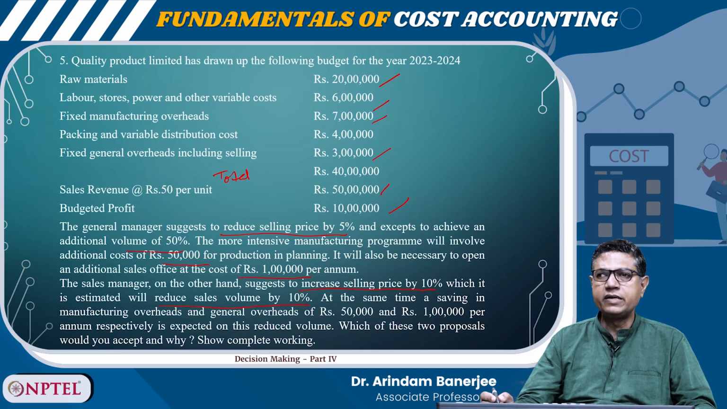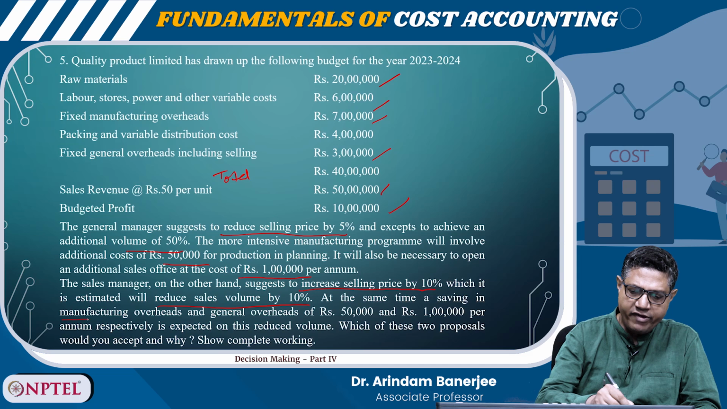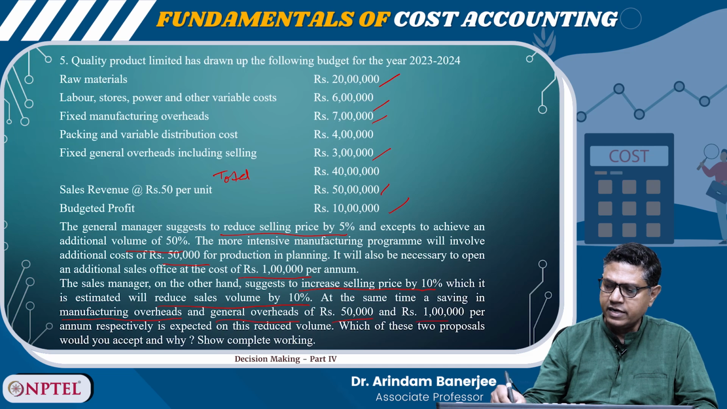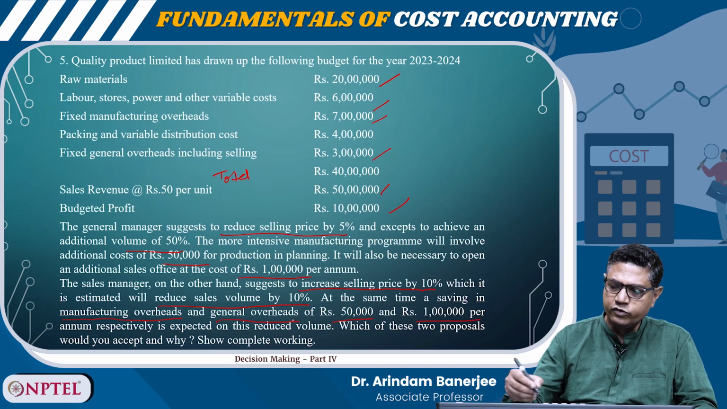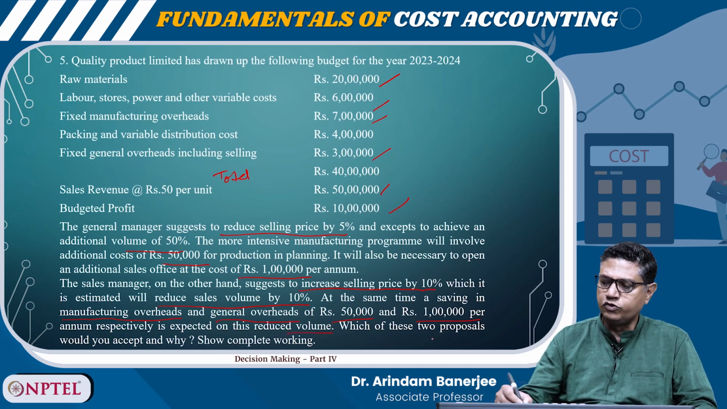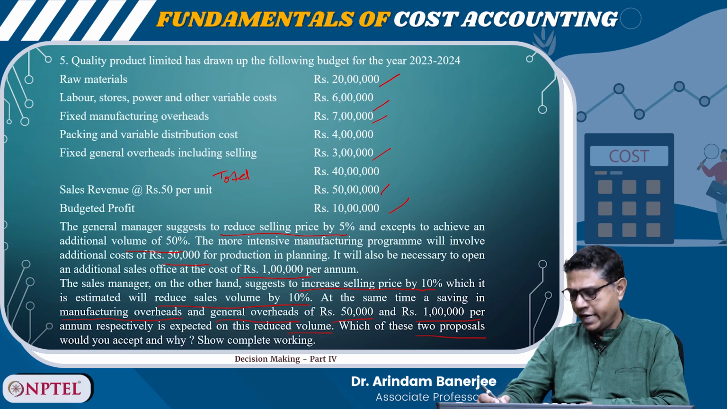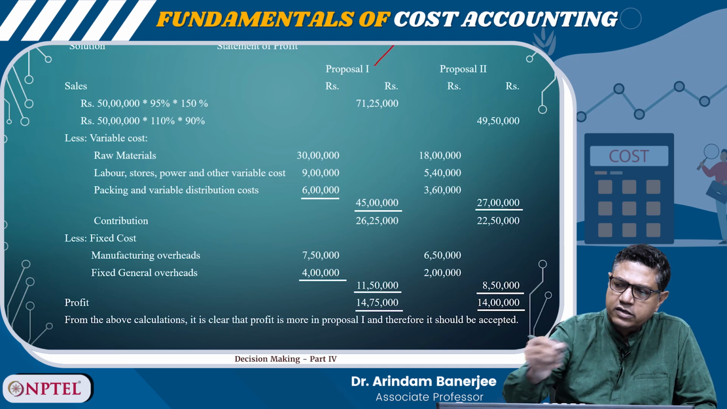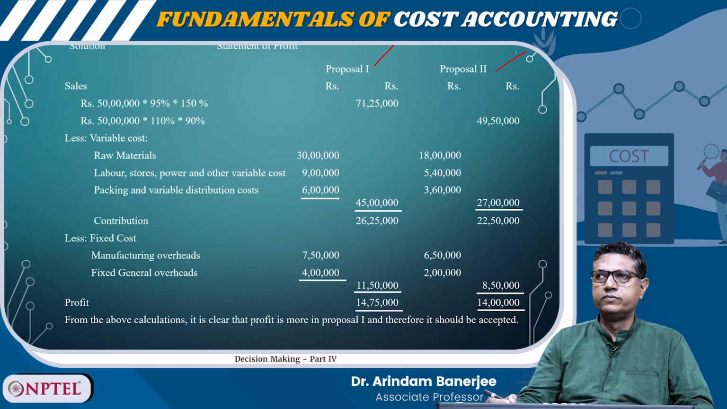At the same time, because the sales volume is reducing, the company will save in manufacturing overheads and general overheads of rupees 50,000 and rupees 1 lakh per annum respectively. It is expected on reduced volume. Which of these two proposals would you accept and why? So, the question is that we need to take a call on which one we should accept. Now, this column is for proposal 1 and this column is for proposal 2.